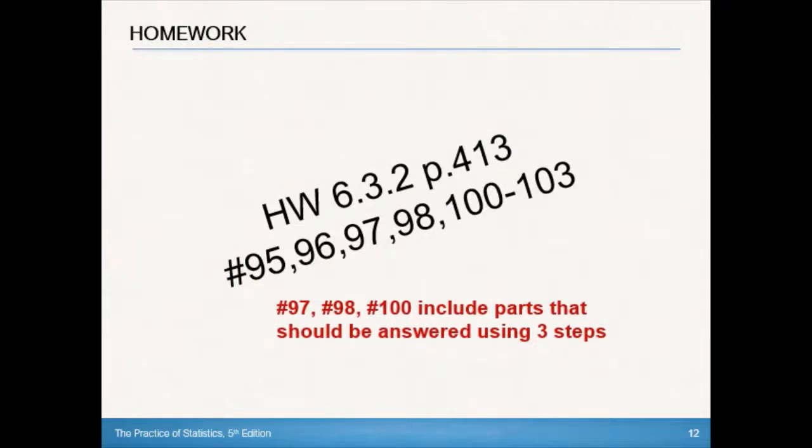All right, so your homework for this section, you notice that there are a couple that have parts that require your 3 steps, so make sure that you're doing those as 3 steps.